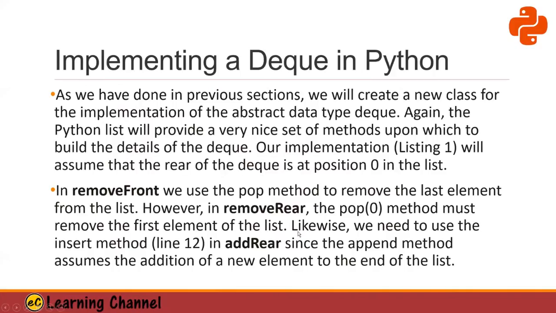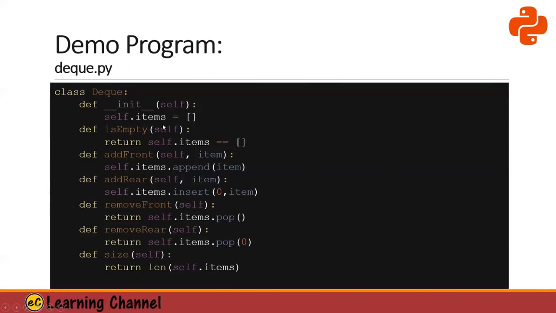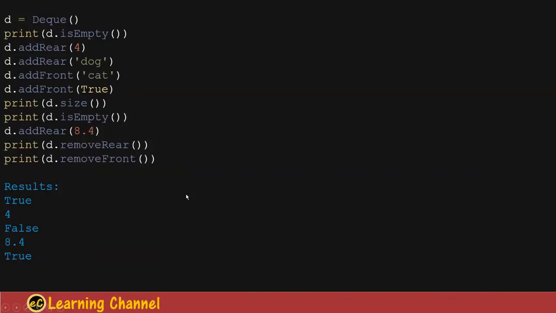So that's not hard. Implementing the DQ in Python, using a list will be fine. But you need to do pop(0) that actually removes from the 0 location, and you also need to have insert(0) for add to the rear. Okay, so here you have more functions. Add front will append to the end. Add rear, you insert at the 0 location. Remove front, you will pop. Remove rear, you will pop(0). Okay, so that's the only thing you need to know.